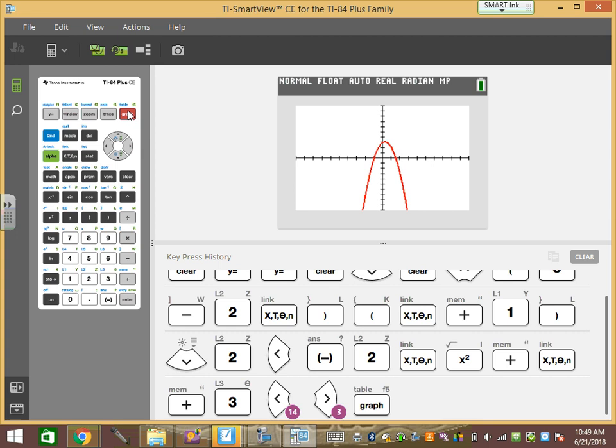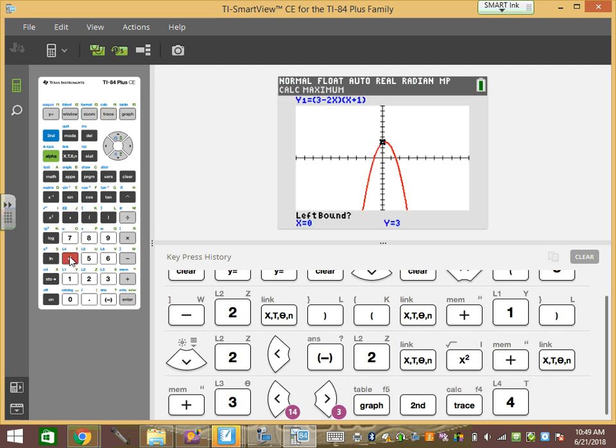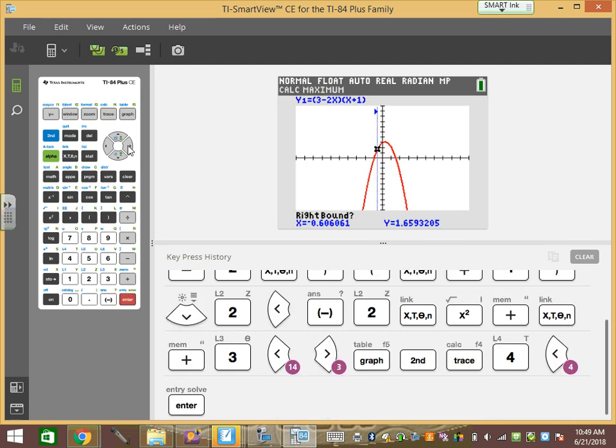Oh, drew it right on top of each other, so that's perfect. You're trying to find the max, so second trace, which is calculate, maximum, which is 4, left bound of the max, enter, right bound of the max, enter, enter, and I get a maximum 0.2500013 and 3.125.